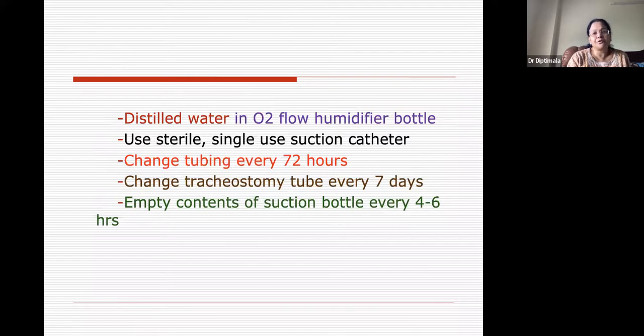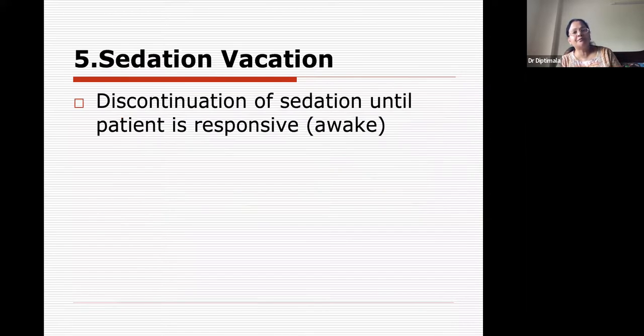While administering oxygen, it has to be humidified. Distilled water is used. Giving dry oxygen to a patient is an offense. It's a crime. So humidified oxygen is a must for any patient. Use a sterile single-use suction catheter. Change the tubing every 72 hours. Change the tracheostomy tube every 7 days. And empty the contents of the suction bottle every 4 to 6 hours. The suction bottle needs to be changed every 24 hours.